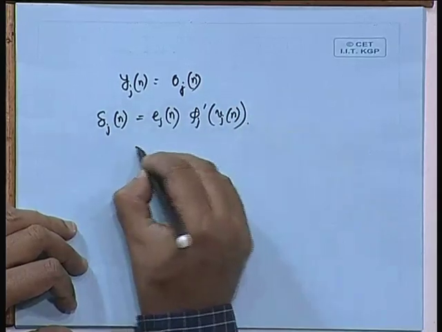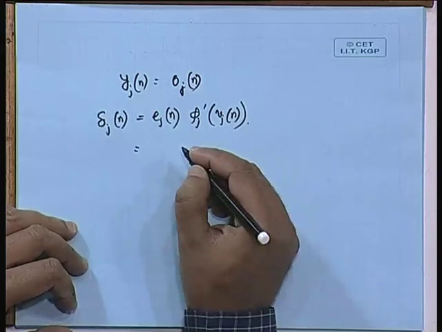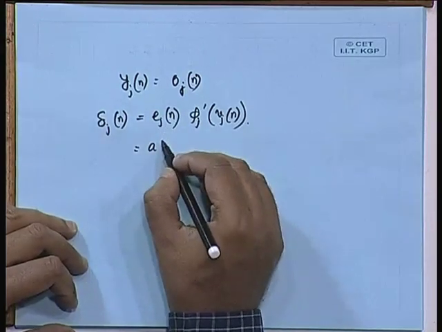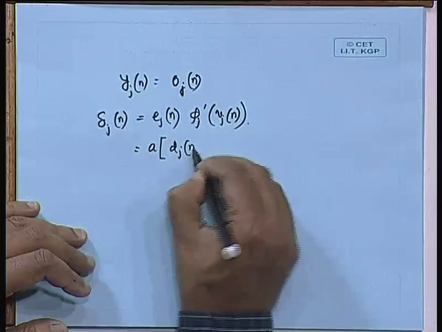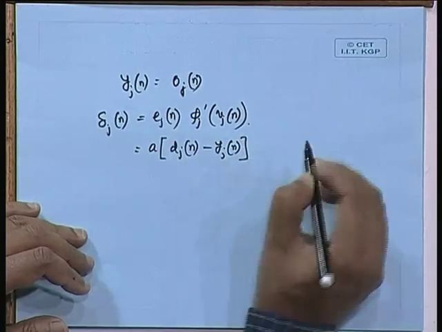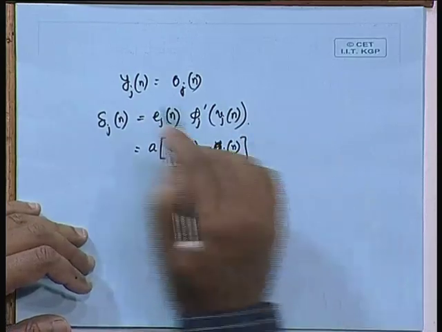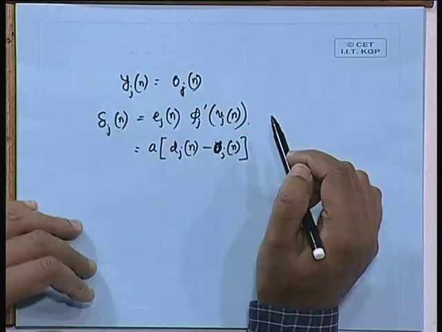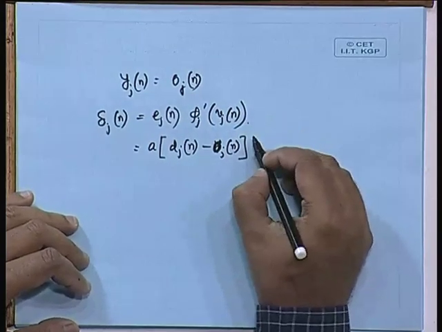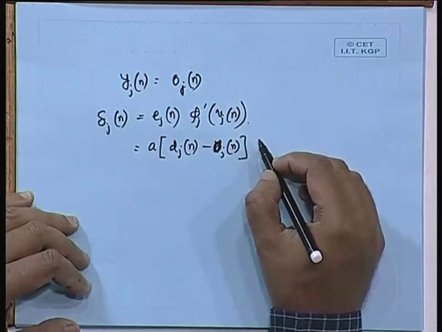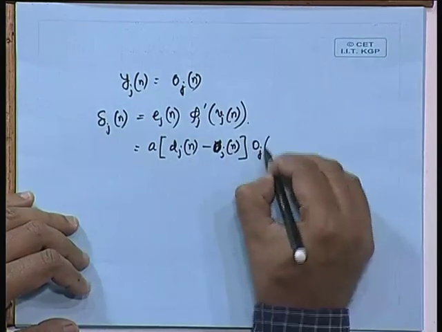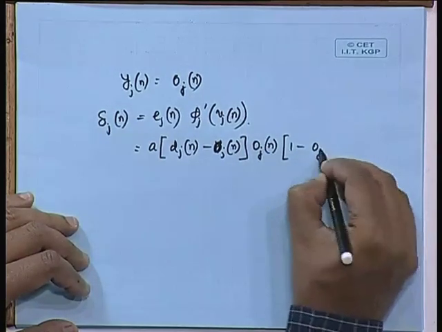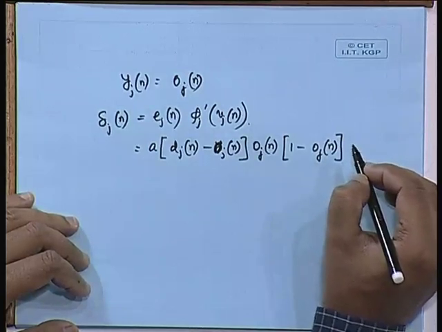And what is phi dash j if we are considering the logistic function? First of all, that Ej n could be expressed simply as dj n minus yj n. That is right. So, it is dj n minus yj n, that is going to be Ej n, but since we are considering yj n to be the output only, which is oj n, it is dj n minus oj n times yj n into 1 minus yj n. That is what we had already derived. So, instead of yj, we can write oj. So, it is oj n into 1 minus oj n. Please verify. Is it correct?